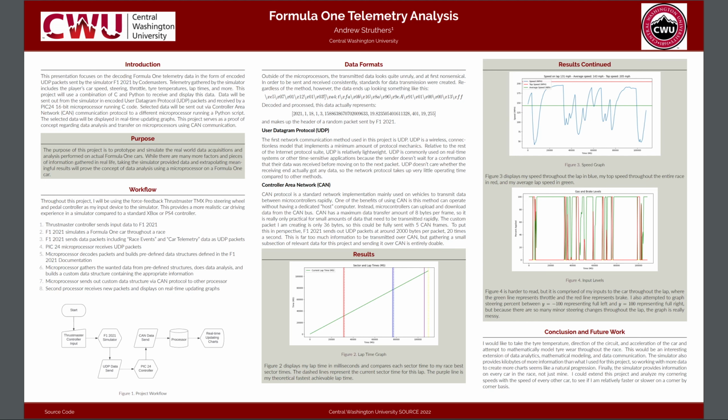The custom packet that I'm using in this project is only 36 bytes, so it could be sent in around 5 CAN frames. To put this into perspective, the simulator sends out UDP packets at around 2,000 bytes per packet 20 times a second, which is kilobytes of information a second and is far too much information to actually be transmitted over CAN reasonably. But gathering a small subsection of relevant data for this project and sending it over CAN is entirely doable.